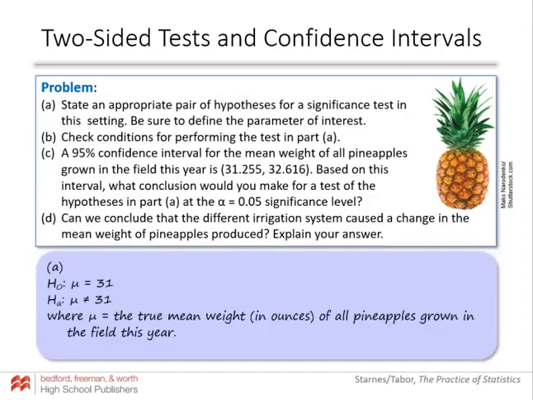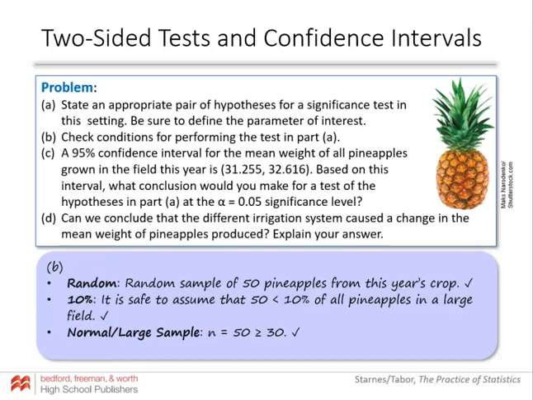All right, so our hypotheses here are that the mean is 31 or it is not 31, because we would just want to know if the weight is different. Because it's equal or not equal to, this is a two-sided test, which means we can use a confidence interval in addition to or in place of a significance test. So we check our three conditions, just like before.